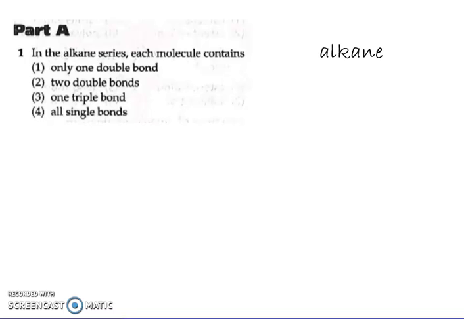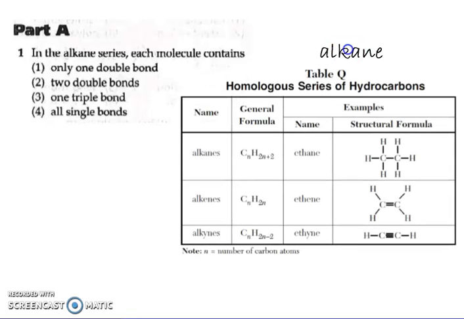Number one says, in the alkane series, each molecule contains, well, the important word here is alkane. That's why I've highlighted it, alkane. So you know to look on table Q. And when you look at table Q, you recognize that the alkanes are the first column here. And so that tells you everything you need to know between the general formula, the name, and the structural formulas, and that should answer your question.